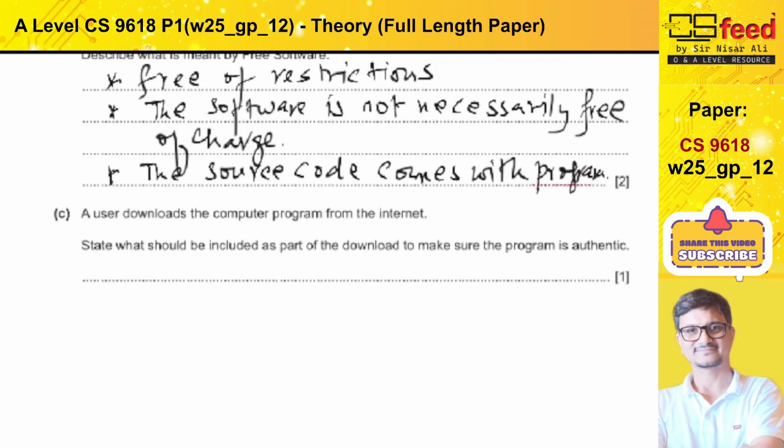Next is the question that a user downloads a computer program from the internet. State what should be included as part of the download to make sure the program is authentic. So the digital certificate gives us the authenticity of the software.